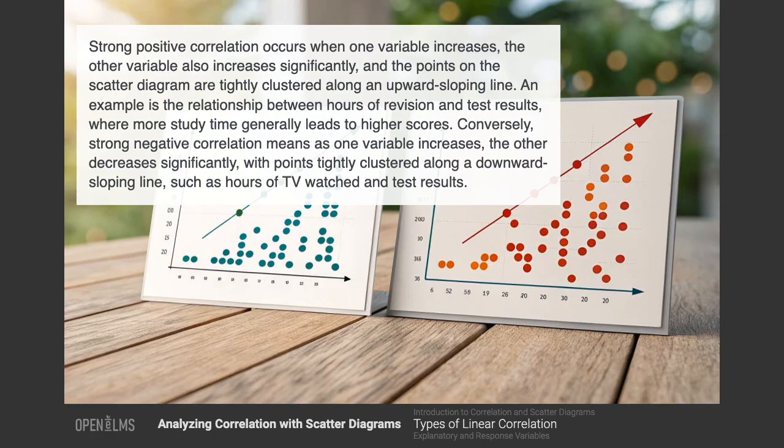Strong positive correlation occurs when one variable increases, the other variable also increases significantly, and the points on the scatter diagram are tightly clustered along an upward sloping line. An example is the relationship between hours of revision and test results, where more study time generally leads to higher scores. Conversely, strong negative correlation means as one variable increases, the other decreases significantly, with points tightly clustered along a downward sloping line, such as hours of TV watched and test results.